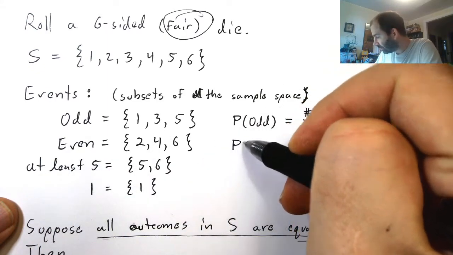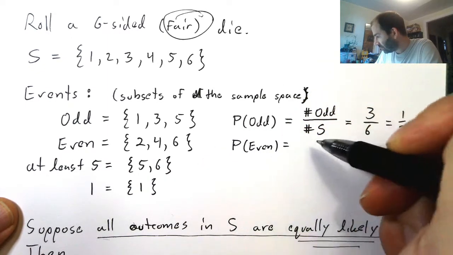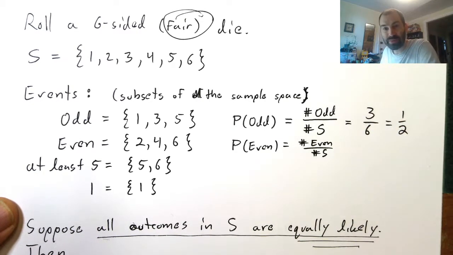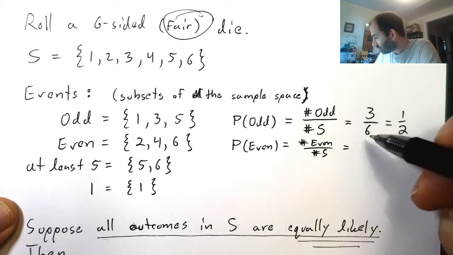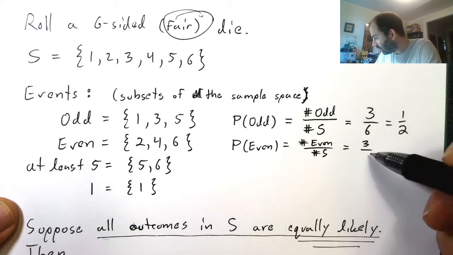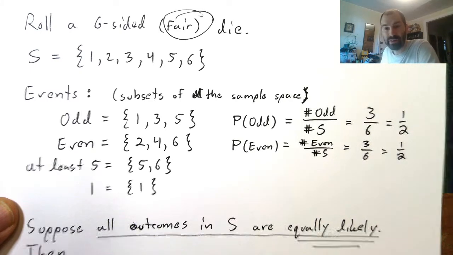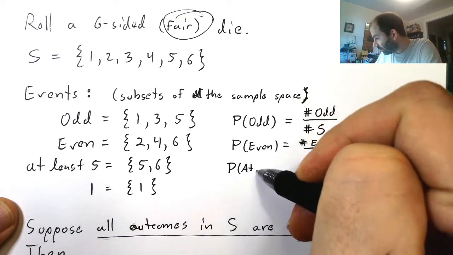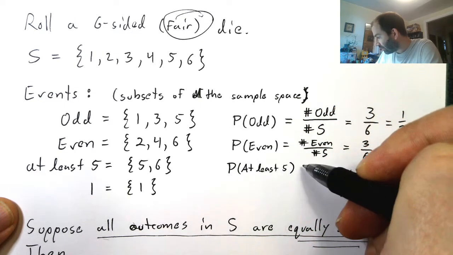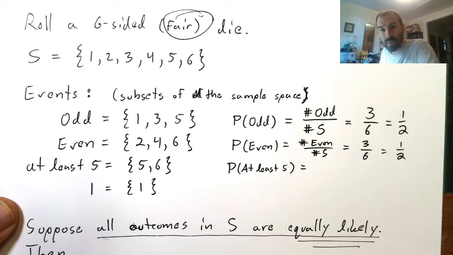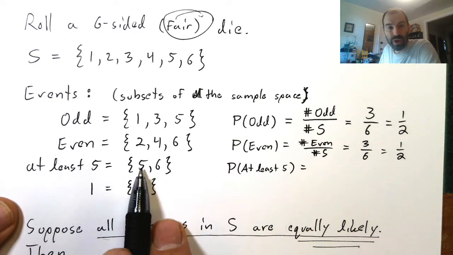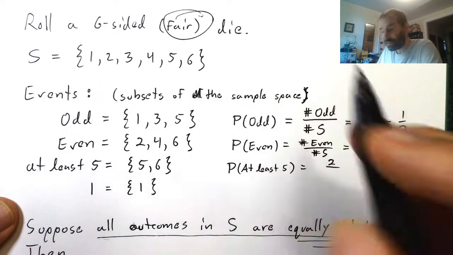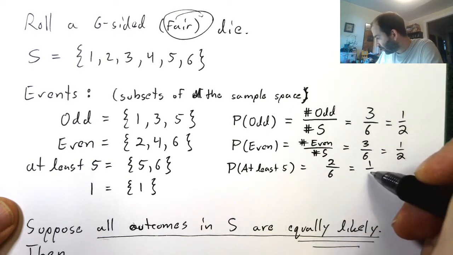What about even? Well, it's the number of ways I can get an even divided by the number of things in the sample space. There's 3 ways to get an even number. There's 6 things in the sample space. So again, it's 1/2. What about the probability of at least 5? Well, how many ways can I get at least 5? There's only 2 ways, right? So it's 2, and how many things are in the sample space? There's 6. That simplifies to 1/3.